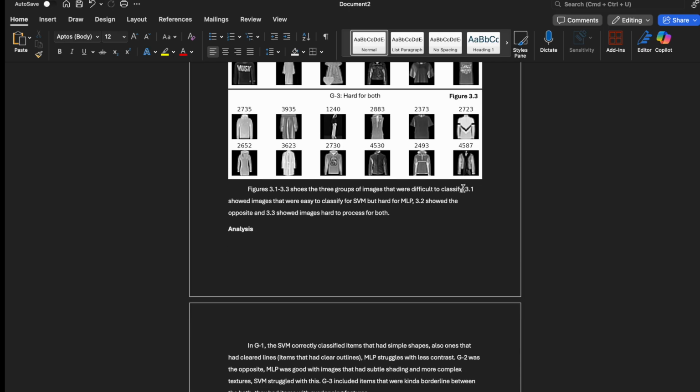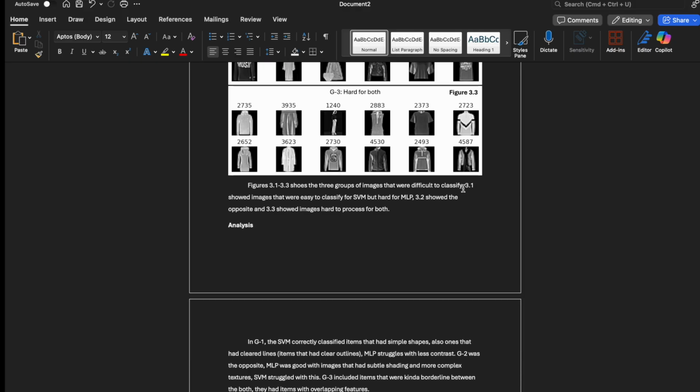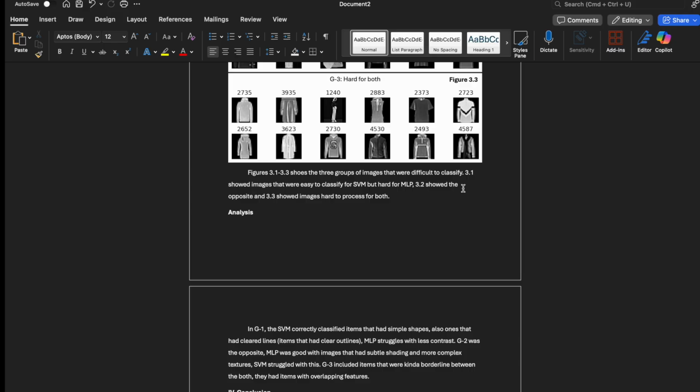But both of them struggled with borderline clothing items that had overlapping features. This means some of them had texture or something like that.